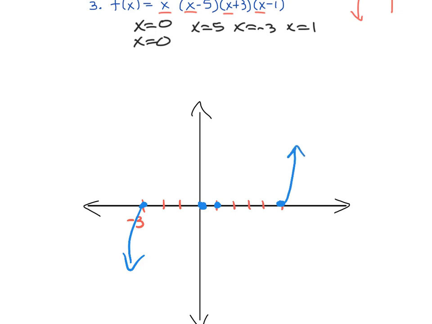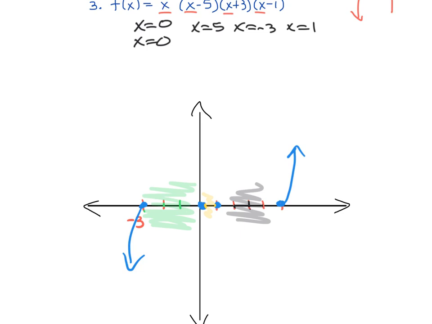To figure out how it wiggles in the middle, I need to find a point in between these two zeros, and then a point in between these two zeros. Now, if you're using your calculator, you're going to hit the second key and the graph button and get the table of ordered pairs. Otherwise, you're going to do it by hand by plugging it in.